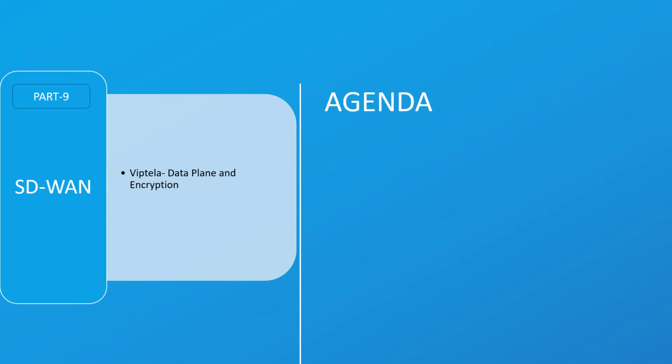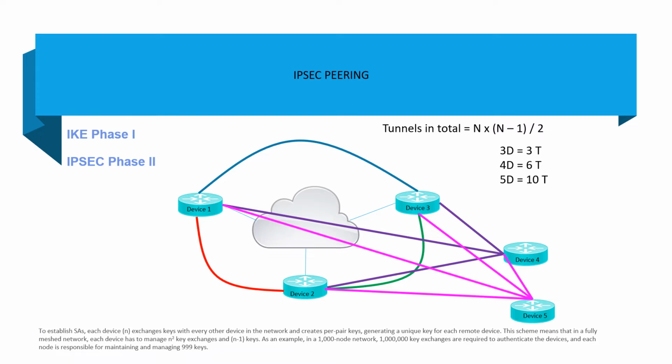Today we are going to talk about Viptela data plane and its encryption. Before we talk about the SD-WAN data plane encryption, let's try to understand IPsec peering on the traditional network. So when we talk about IPsec, why do we use IPsec? That's the first question that comes. Basically, we are building a tunnel over an untrusted medium like the internet.